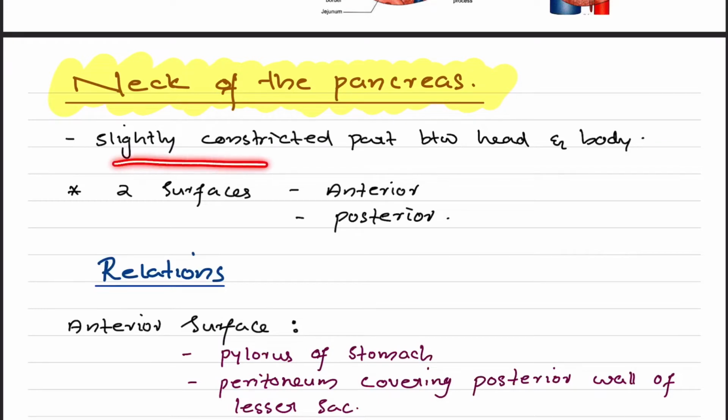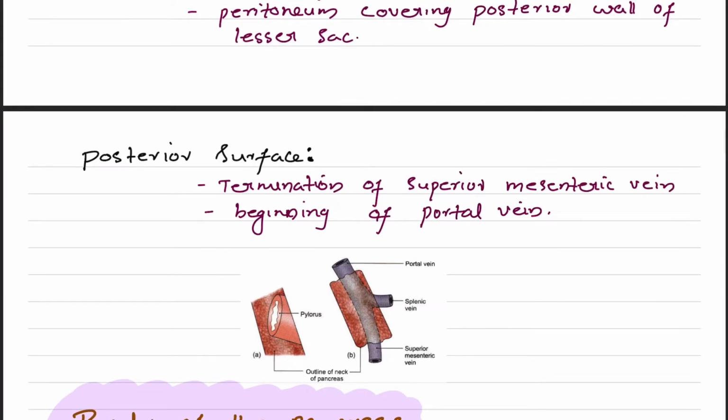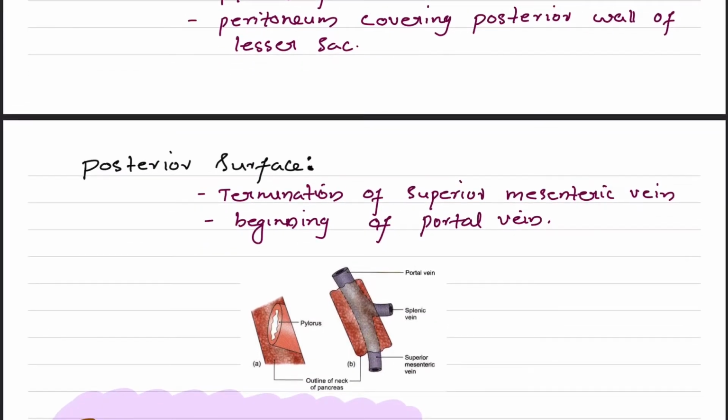The neck is the slightly constricted part between the head and body. The neck has two surfaces, anterior surface and posterior surface relations. In the anterior surface of the neck we have the pylorus of stomach and the peritoneum covering the posterior wall of the lesser sac. In the posterior surface, we have the termination of the superior mesenteric vein and the beginning of the portal vein. Okay, we'll discuss it now.